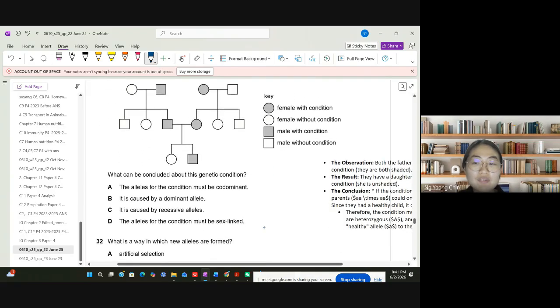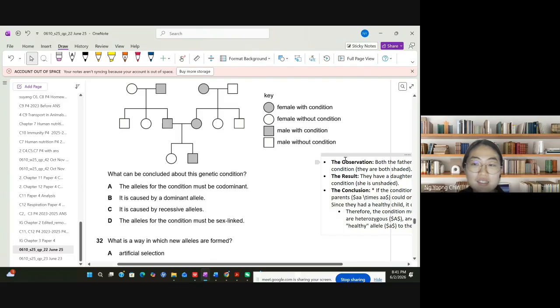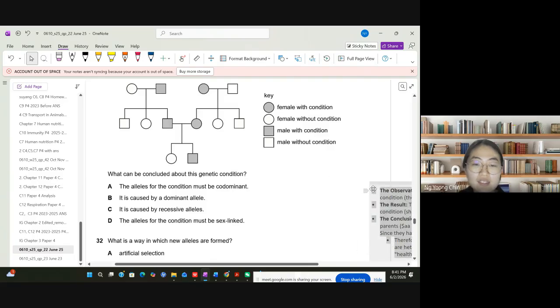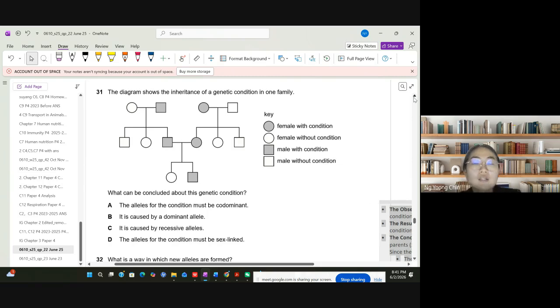Okay. Have a look at this. What's the answer? Yeah, this one. This shows the inheritance of genetic conditions in one family. You can see there is a shaded part. The shaded part is female with the condition. They didn't tell you what kind of disease it is. They just tell you which ones are affected.